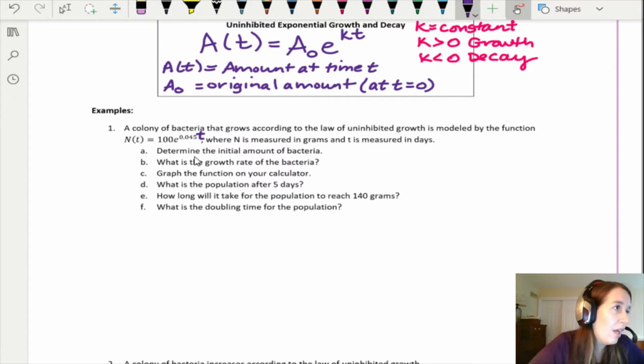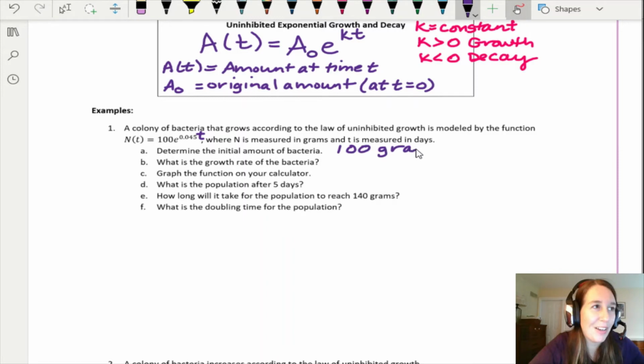I don't know. All right, so the initial amount of bacteria is 100. It's not 100 bacteria. That's ridiculous. It'd be millions, right? It would be 100 grams of bacteria. I don't think they can count individual bacteria like that.